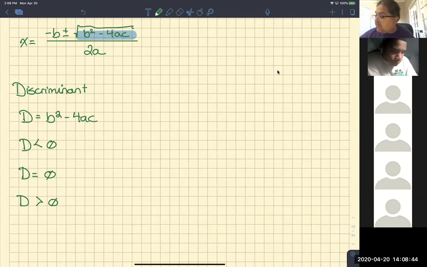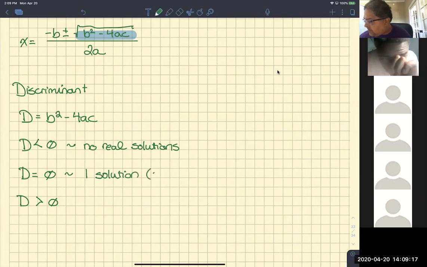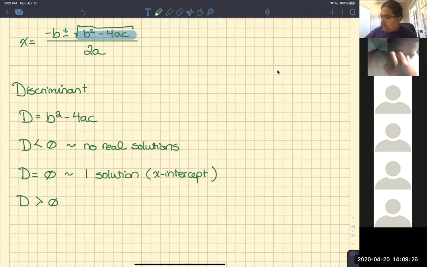So if the discriminant is negative, you have nothing to worry about. You don't need to do any more with the quadratic equation, because that means that the quadratic has no real solutions, okay? No real solutions. Now, if the discriminant is equal to 0, that means that the quadratic has one solution, or one x-intercept. Okay. Now, if the discriminant is greater than 0, there's one of two options.